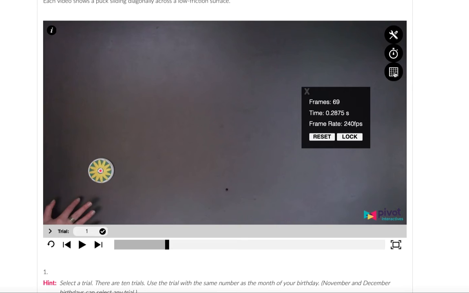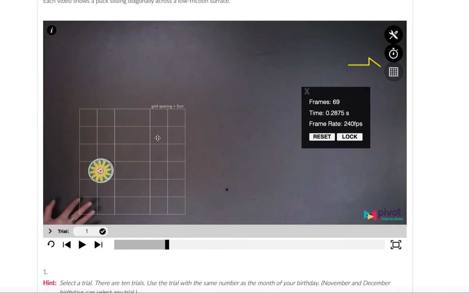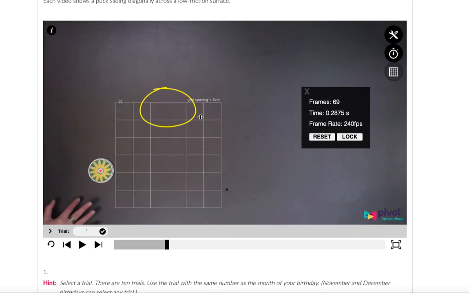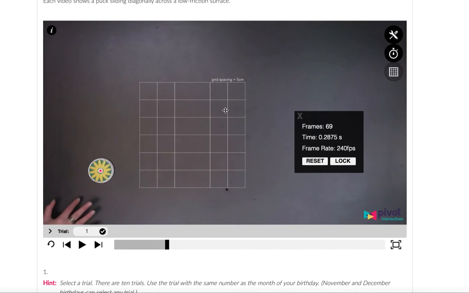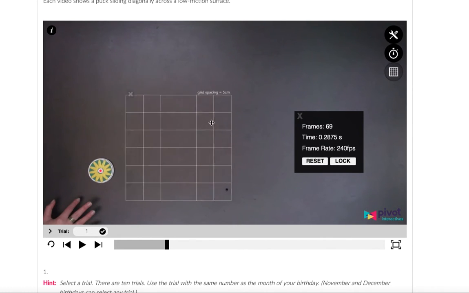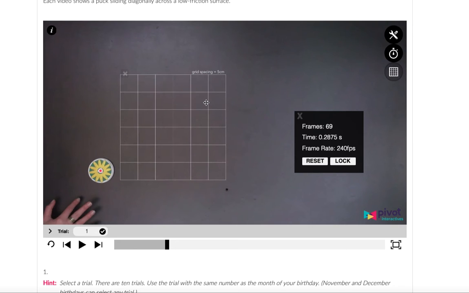In this first one, you were just supposed to find the X and the Y velocity. The only other tool you were given is this grid spacing. You can see the grid has a grid spacing of 5 centimeters. And these tools can be moved, so you just drag them like you normally would. What you can do is decide what's the best way to use these tools.